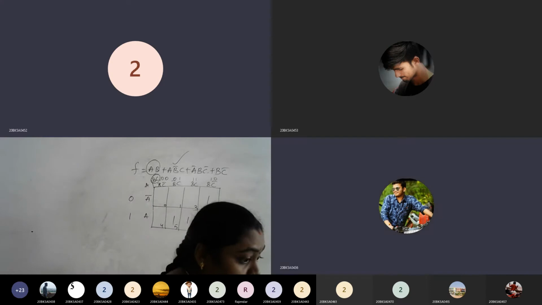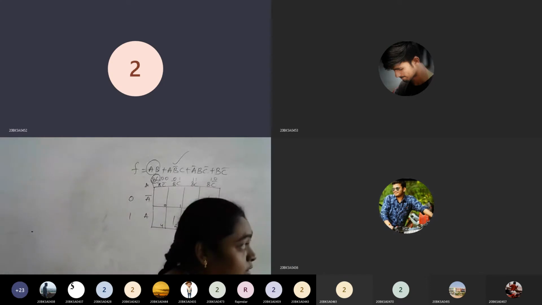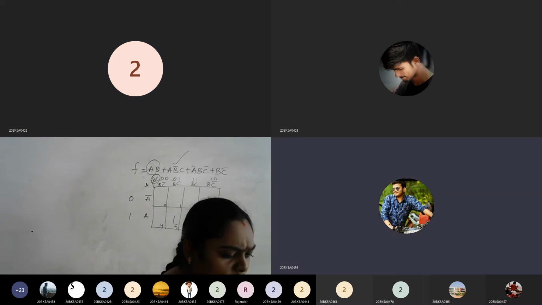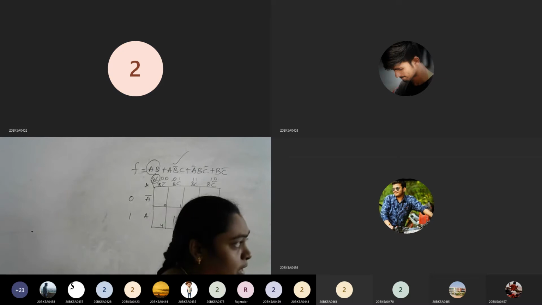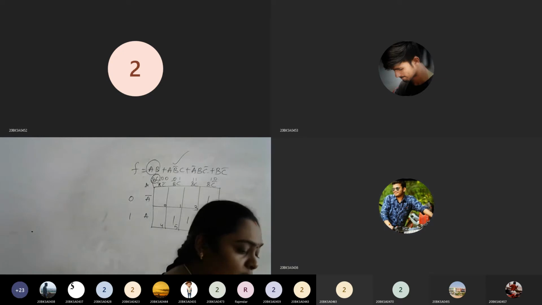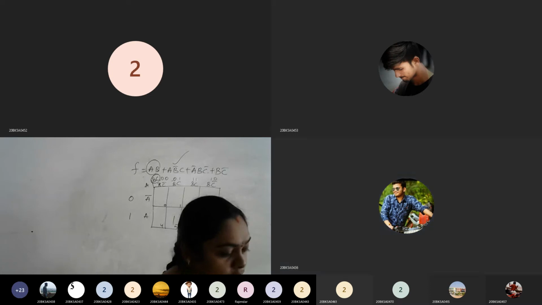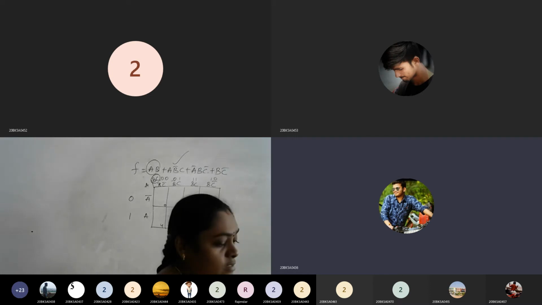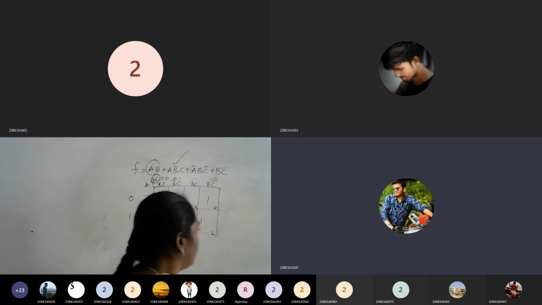How much marks will be given for the K-map, ma'am? For the K-map, if it is a 3 variable or 2 variable, it will be only 2 marks. If they have given 4 and 5 variables, and along with this they ask to simplify using K-map and implement using NAND gate or NOR gate or universal gates, it may be 6 or 10. Yeah, ma'am. Okay.